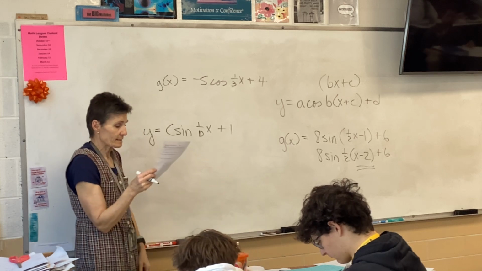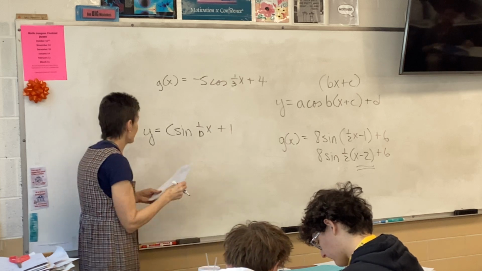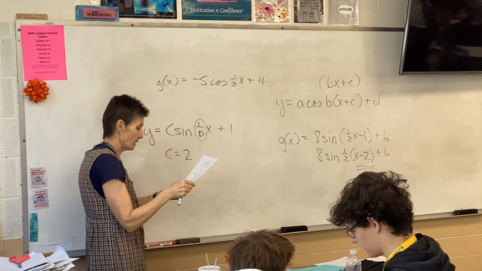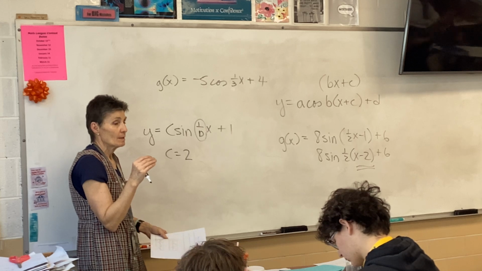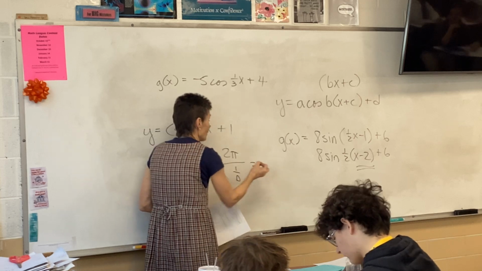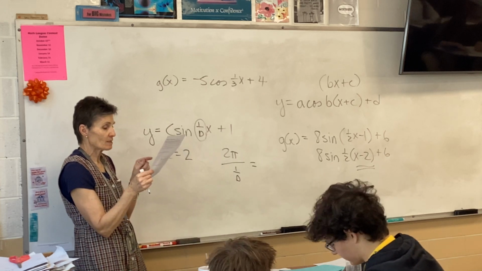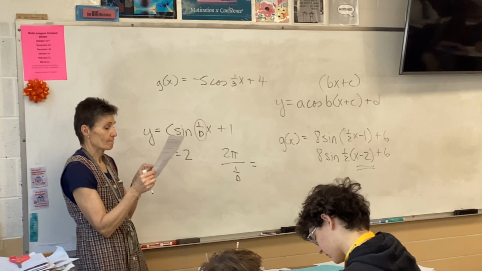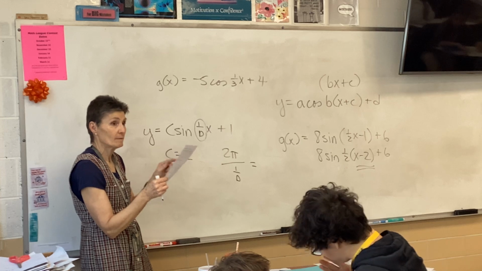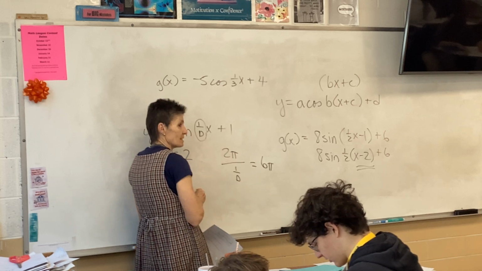All right, so let's see, can we at least figure out what C is? What's C? 2, and we know C is 2. And then this number, which in our problem is 1 over D, 2 pi divided by that number is your period. That's what your period is. So what is the period of this picture? 6 pi? Would everybody agree with that? 6 pi? Yeah. So 2 pi divided by 1 over d is 6 pi.